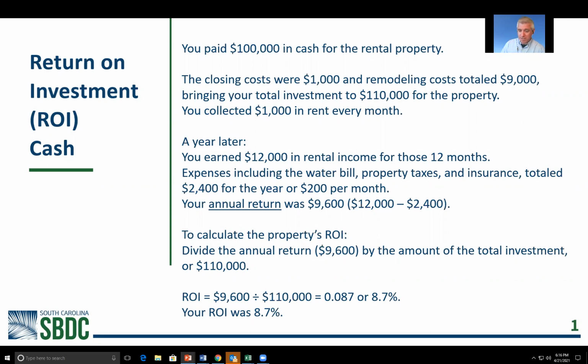So let's calculate the ROI. You divide your annual return, which is $9,600, by the amount of the total investment, which is $110,000. You do the math, you come up with 0.087, which is 8.7%. So your ROI on this deal is 8.7%.